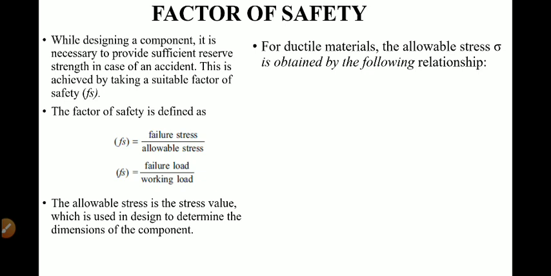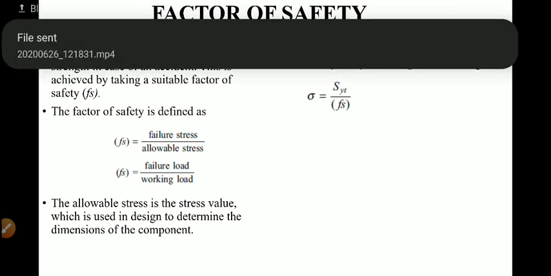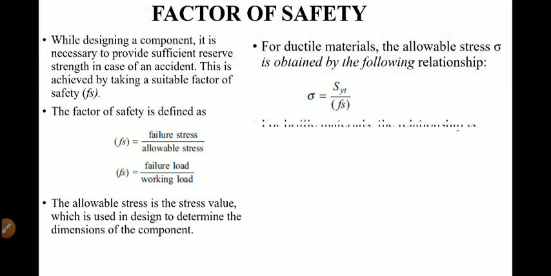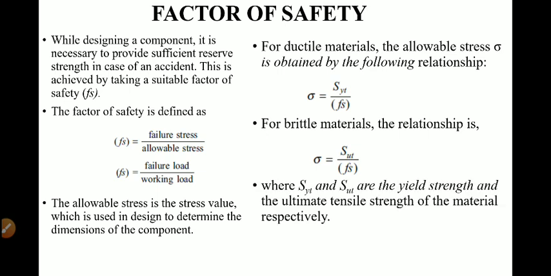For ductile material, the allowable stress sigma is obtained by the following relationship: sigma is equal to SYT upon factor of safety. Next, for brittle material, the relationship is sigma is equal to SUT upon factor of safety. SYT and SUT are the yield strength and ultimate tensile strength of the material respectively.